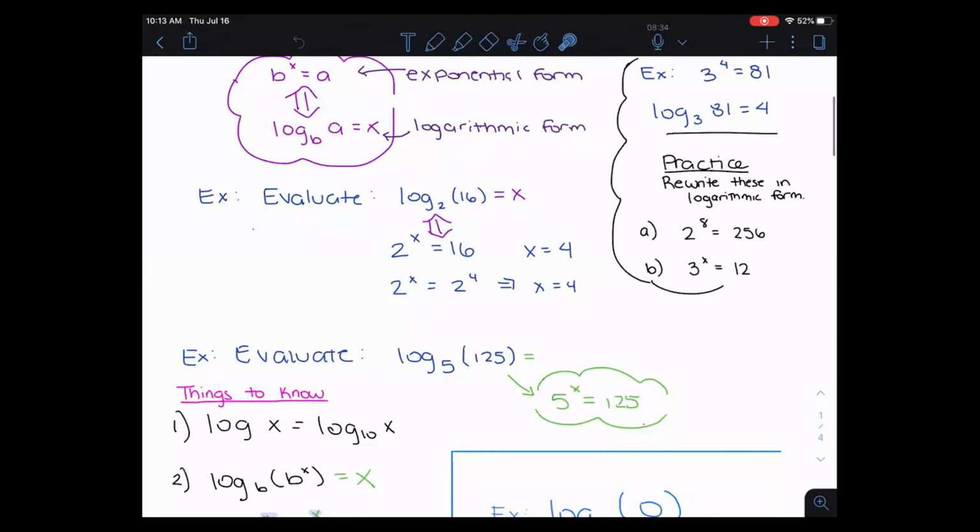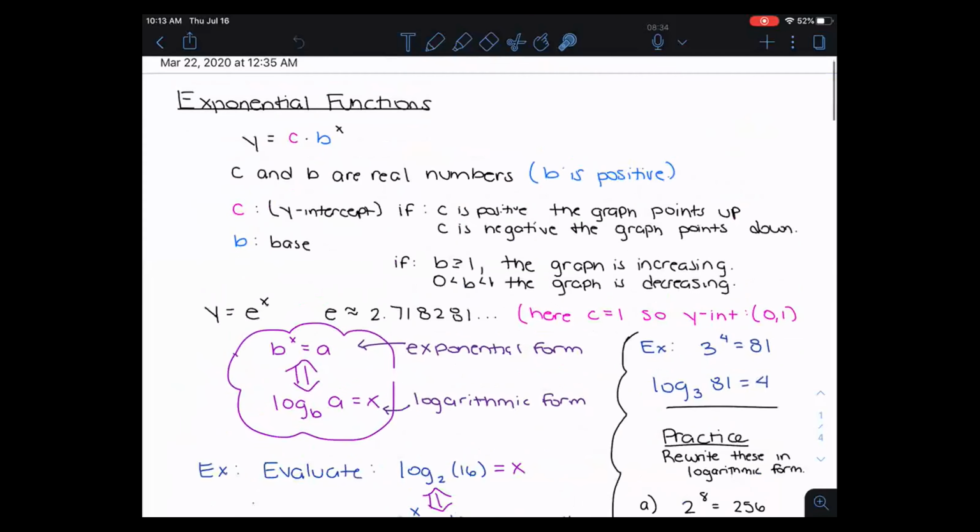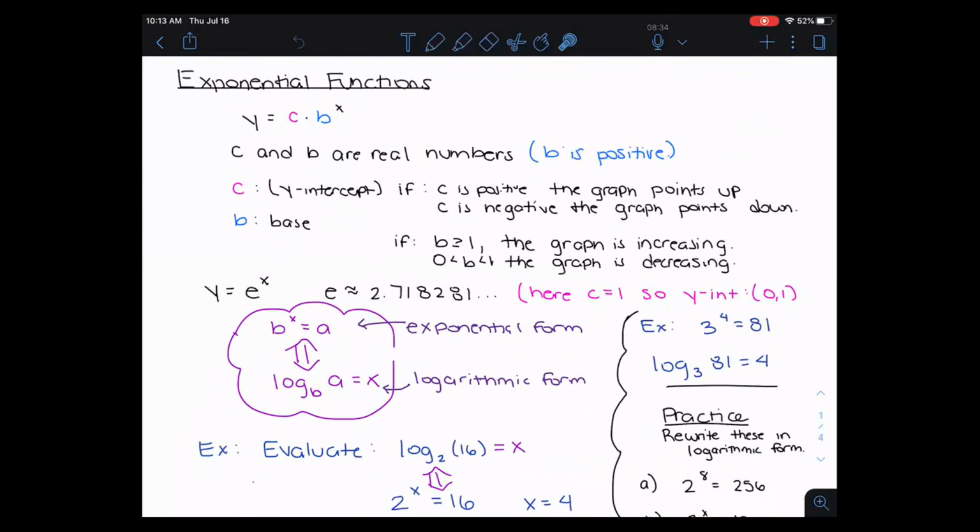But now let's talk about exponential functions. We're going to start to talk about exponential functions now. Exponential functions follow the form of something being multiplied to the outside of b to the x. It has this form: y is equal to c times b to the x power. This is the general form. It's kind of like how the equation of a line is y equals mx plus b. In this case, exponential functions have the form y equals c times b to the x.